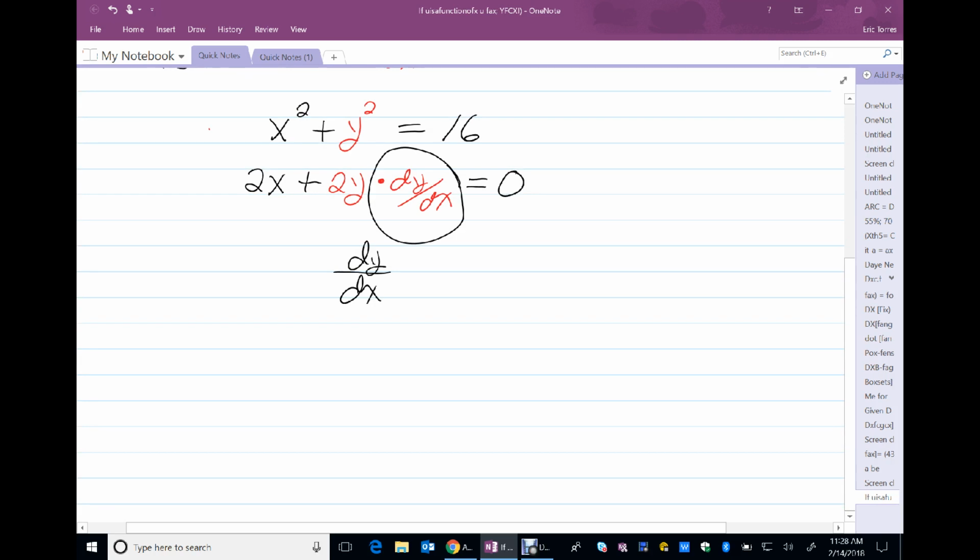So how am I going to do that? Subtract 2x from both sides. And then, of course, the next step would be to divide both sides by 2y. Simplify what you have, and you end up with negative x over y. So, this is an example of implicit differentiation completely founded in the concept of U substitution's chain rule. So again, implicit differentiation just flows from the chain rule properties.